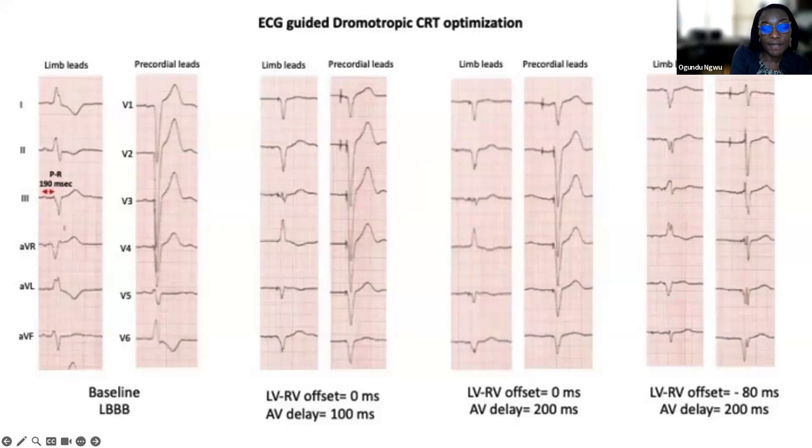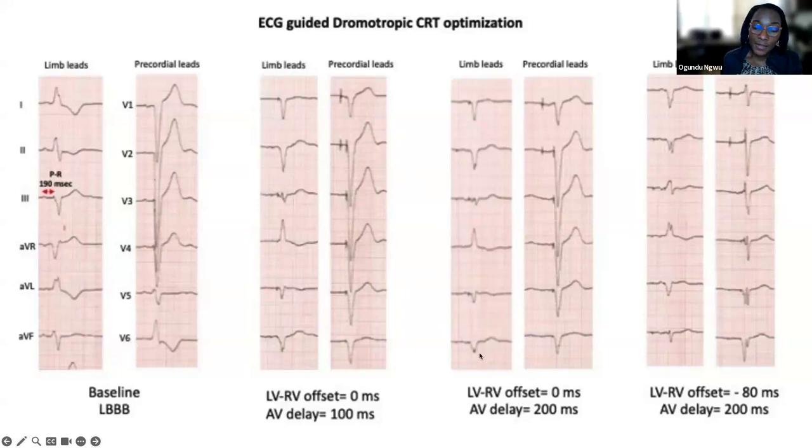On the second panel, the AV delay is now 100 milliseconds, and you are pacing the LV and RV simultaneously. So the offset is zero, so that means the program is the same. You look at the pattern of the EKG, and you can see that lead one definitely looks different on the limb leads, because you can see now that it's more right axis. So lead one and AVL are now negative compared to lead one and AVL at baseline. So you can tell that you do have LV input clearly. The QRS is also narrower. It still looks like left bundle-ish, but you can see that V6 is negative. So V5 and V6 tell you that you definitely have LV input coming in.